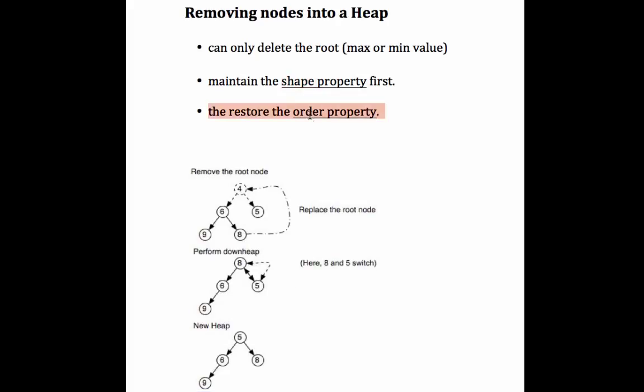Now I need to restore the order property, because remember, I started with a min tree, so I must always have a min heap. 8 is out of order, so I need to swap it with the smaller of these two values, 6 and 5. I'm going to swap it with 5 and I end up with this. When I take a look at this heap, it is a complete binary tree that fulfills the order property.